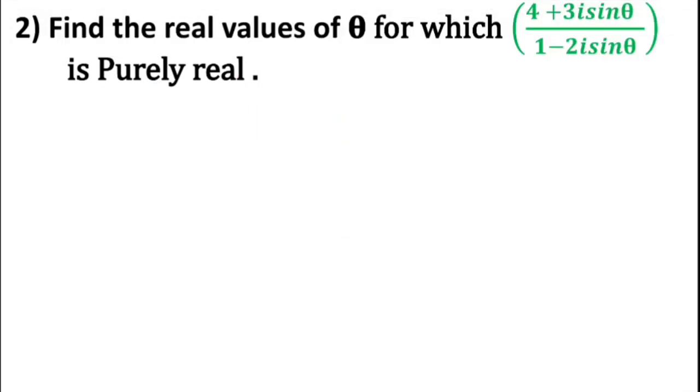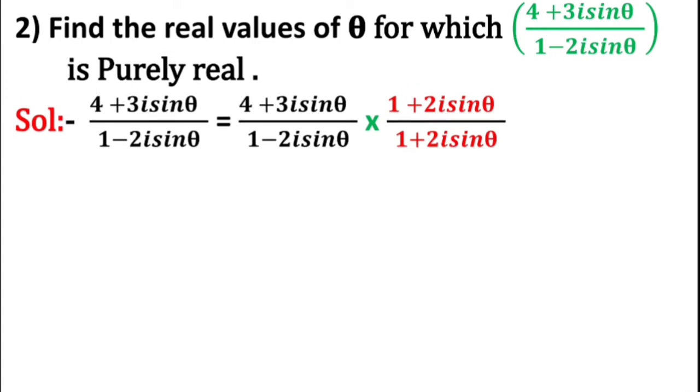So the solution is, it is given that (4 + 3i sin theta) / (1 - 2i sin theta). See, it is a ratio of two complex numbers. Then you have to multiply and divide by the conjugate of the denominator. What is the conjugate of 1 - 2i sin theta? That is 1 + 2i sin theta. So it becomes (4 + 3i sin theta) / (1 - 2i sin theta) into (1 + 2i sin theta) / (1 + 2i sin theta), multiplying and dividing by the same number.